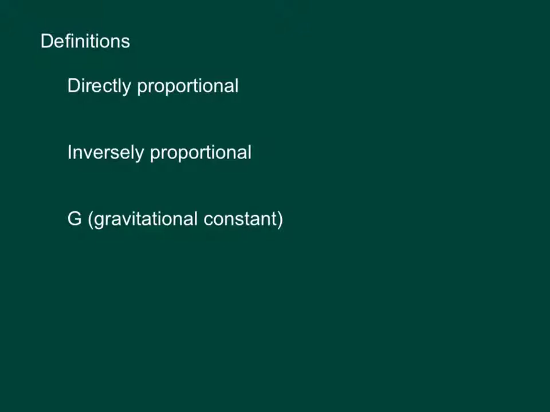First of all, our definitions. There are three key terms that are important for you to understand. First is directly proportional. Directly proportional is a mathematical term talking about how two variables are related to each other. If two variables are directly proportional to each other, then looking at it graphically, as one goes up, the other goes up also.